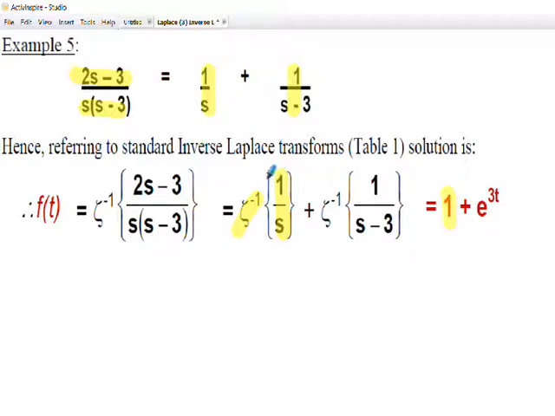And if you look at the inverse Laplace transform of 1 upon s minus a, go to your standard Laplace transform table, you'll see the function of t is e to the at. In this case, the a is going to be 3, so e to the 3t. So I found my function of t by taking my inverse Laplace transforms, but to do that I've had to use partial fractions to get the inverse Laplace transforms into standard form.